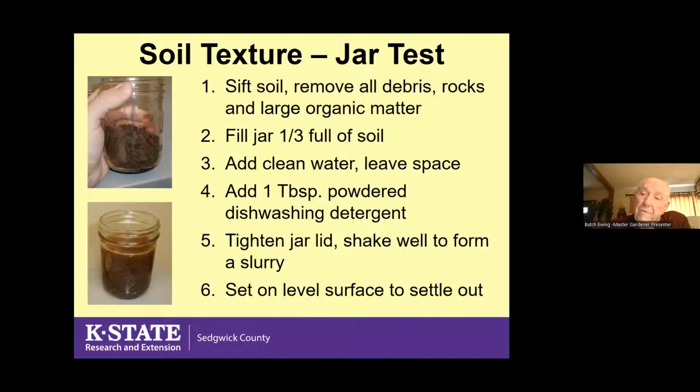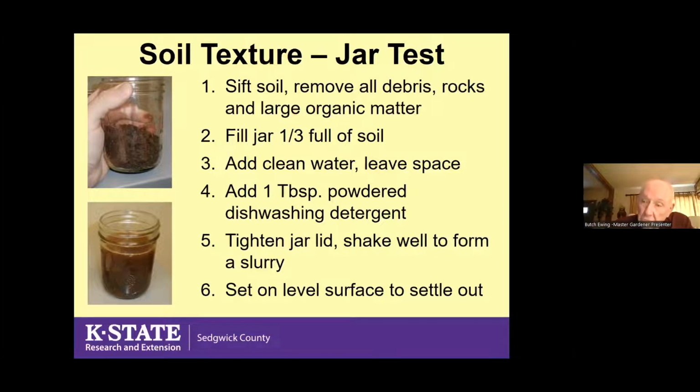Fill a jar about a third full of that soil. Then you add clean water up to maybe about 2/3 full of the jar. You want to leave some space at the top because you're going to add some powdered dishwashing detergent. Now, it's important that you use powdered detergent and not liquid. The liquid detergents tend to make way too many suds. So add your powdered detergent, put the lid on it, shake it up real good, and make a slurry out of that. Then set it on a level surface someplace where you can leave it for a while.